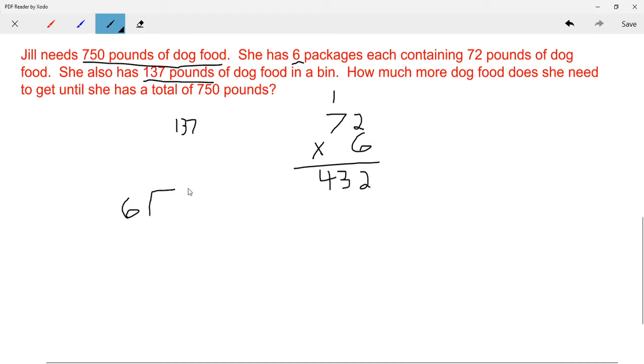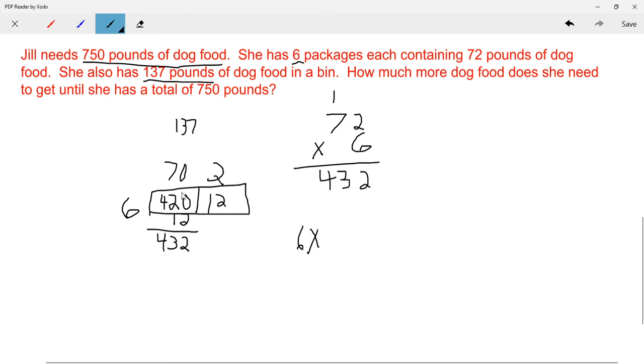So I'm going to break 72 into 70 and 2. So 6 times 7 is 420. So 6 times 7 is 42, I add a 0. 6 times 2 is 12. And then I just am adding these. And 0 plus 2 is 2. 2 plus 1 is 3. So it is 432.